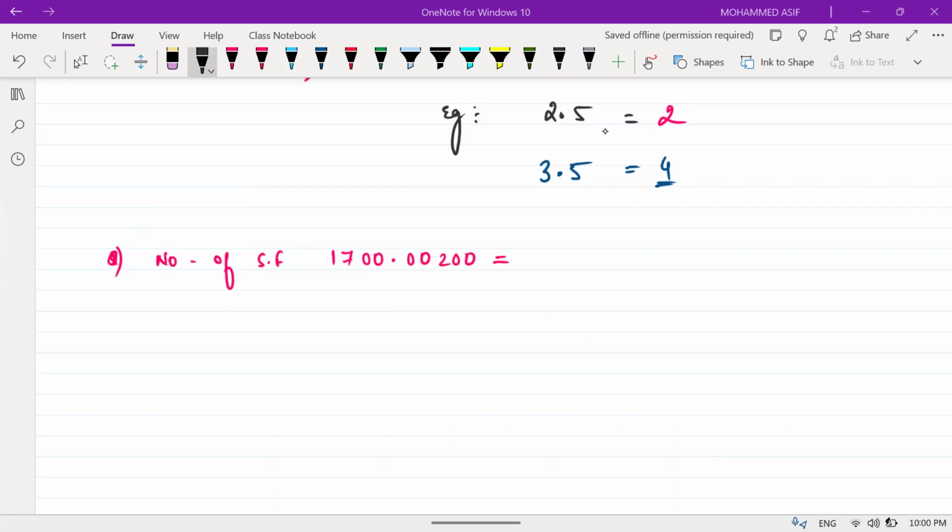1700.0020. 1, 2, 3, 4, 5, 6, 7, 8, 9. This will be 9 significant figures. Am I clear?